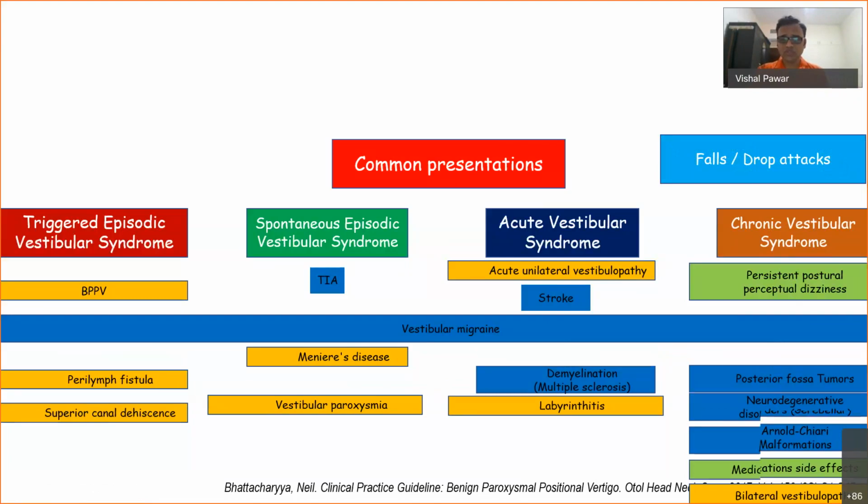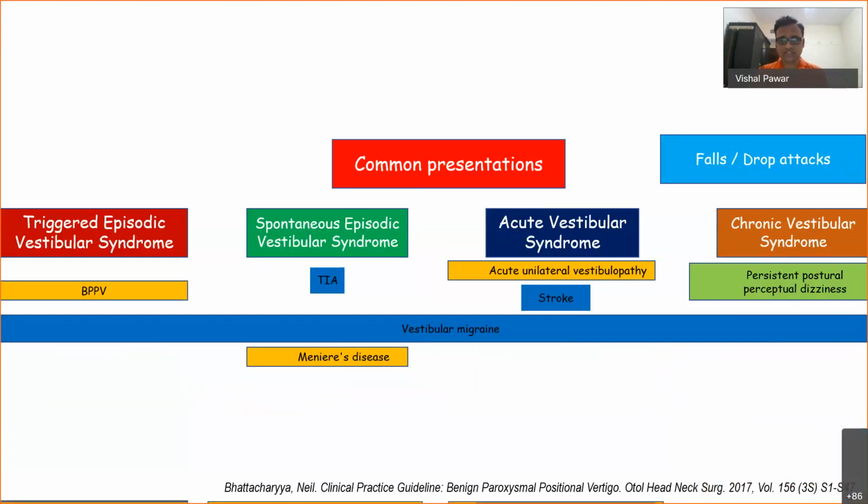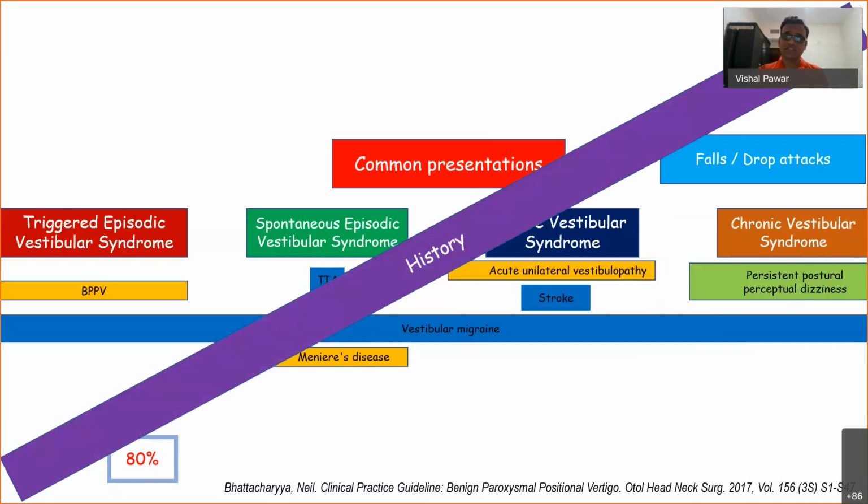So if we remove the little less common ones, these 7-8 disorders form 80% of the vestibular practice. If we are thorough in these 7-8 disorders, then 80% of the vestibular disorders we can diagnose and treat properly. So it's very important to be aware of these 7-8 disorders. And the history is very crucial for all these disorders. History forms a major part in the diagnosis.